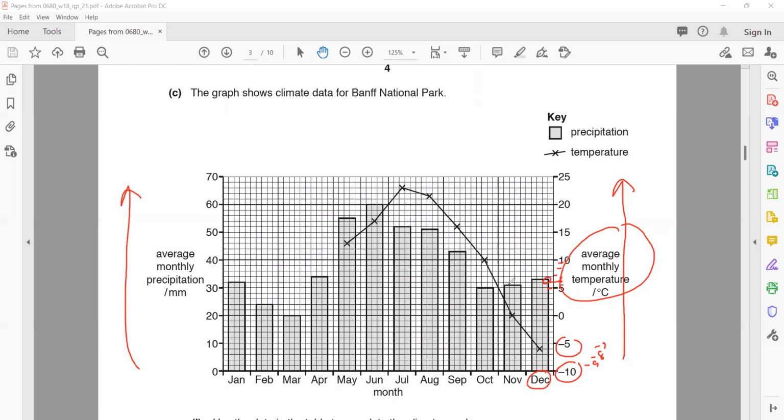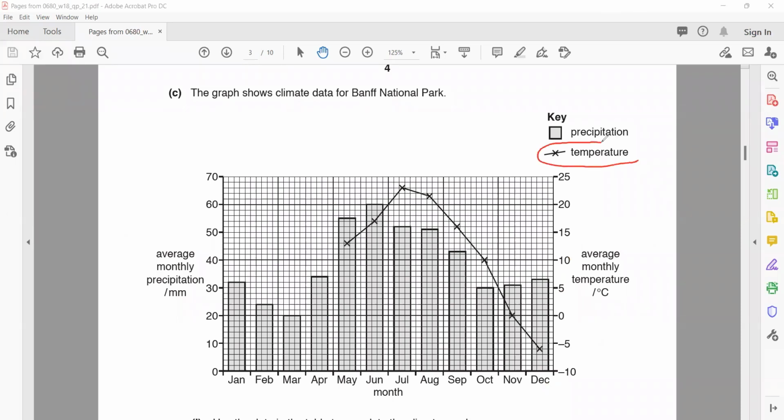And if you see the precipitation, sorry, I'm really sorry. Again, we took a wrong thing. This is not like that. The temperature is this one. This is temperature. So this is temperature. These bars are for the precipitation.